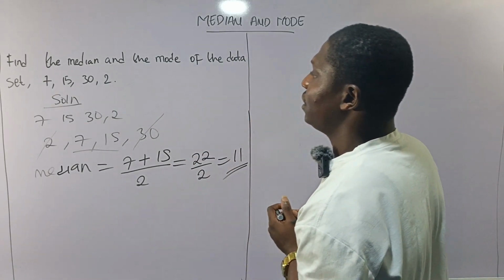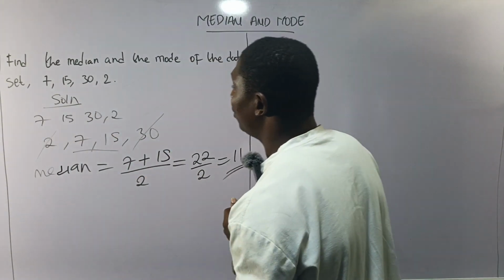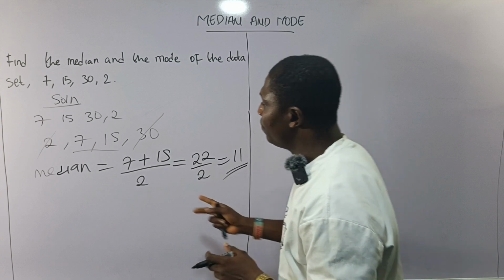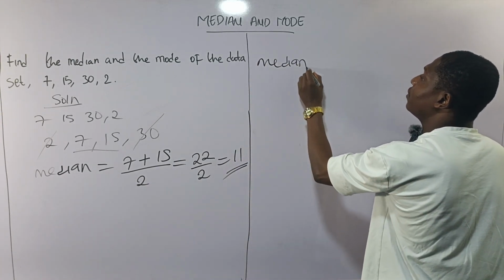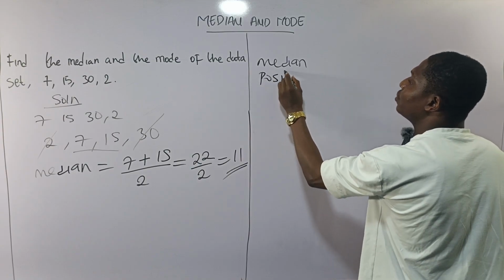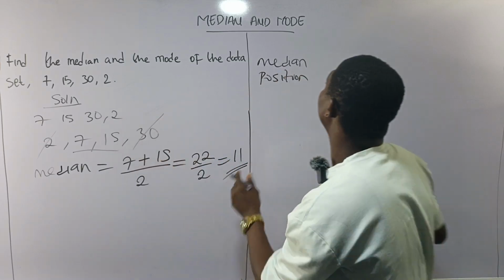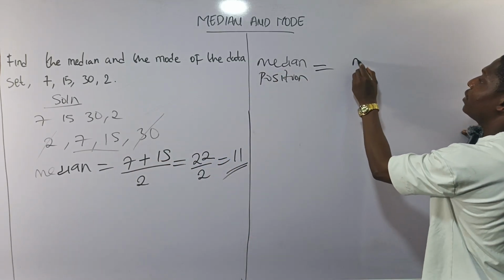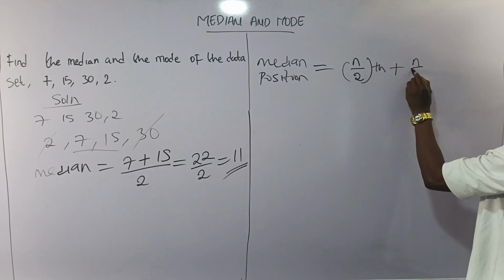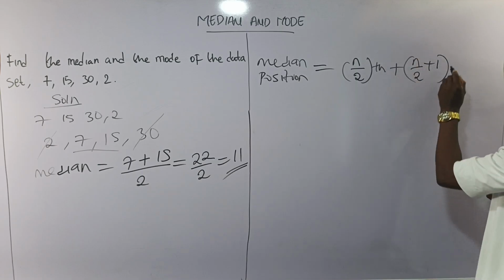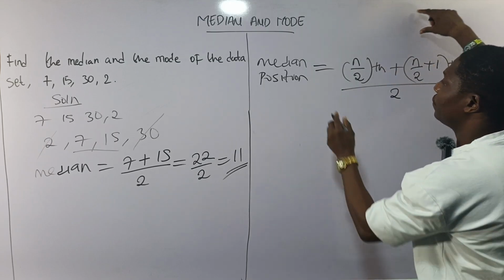Now, let's see if we can use another method. Remember, this is an even expression. For an even expression, using the median position, we simply have, remember, please, for an even number, it will be equal to n all over 2 in brackets th, plus n over 2 plus 1 in brackets th, all divided by 2. This is for an even number.